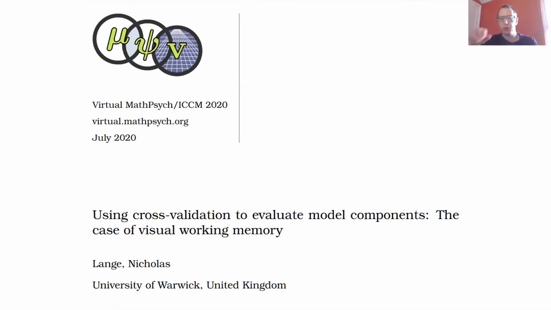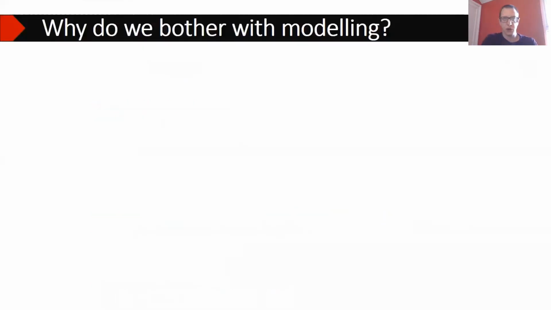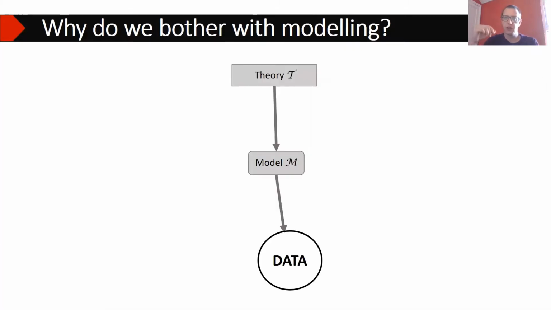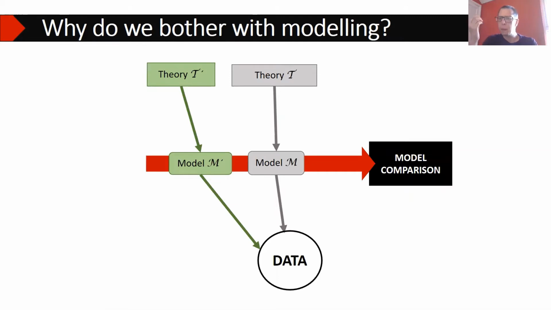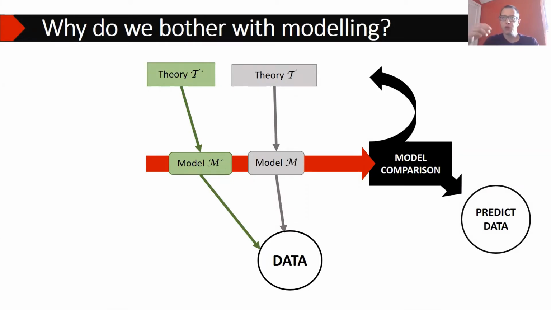Now, before I start talking about visual working memory, let's talk a bit about why we bother with modeling in the first place. The way it usually works is that we have a theory that is instantiated in a particular model, and we fit that model to some data. And there's a competing theory with a competing model. What we then do is compare those models. The aim of this model comparison is to identify the model that predicts novel data in the best way, because it captures regularities of the data, but also to then draw some inferences, on the basis of those models capturing the regularities, about the theoretical mechanisms that are actually important.